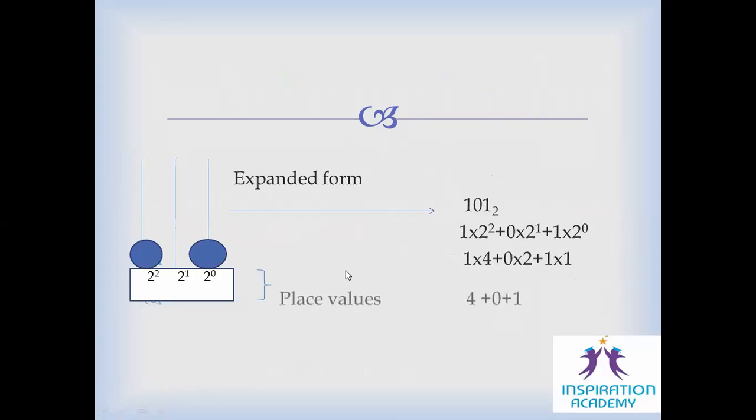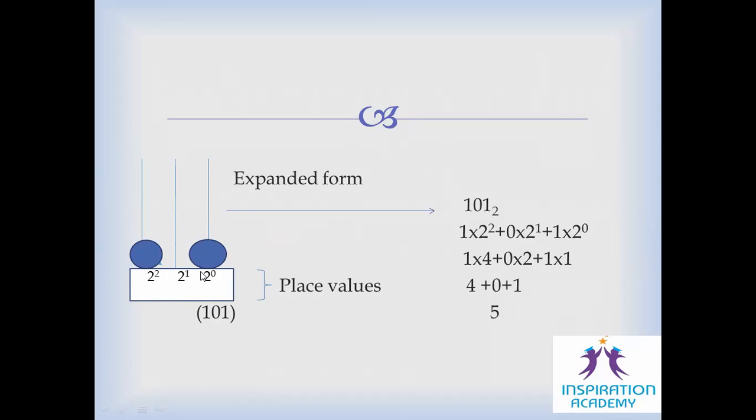Now let's expand a number from the binary number system. Here is the number which we are going to expand. 1, 0, and 1. The place values are powers of 2 because the binary number system's base is 2.